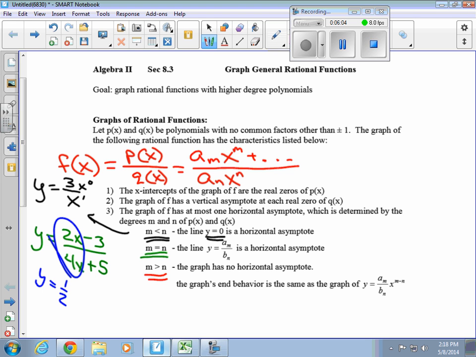Does that make sense? So three things we're always going to check. One, set the numerator equal to 0. That's going to give us our x-intercepts. Two, set the denominator equal to 0. Solve it. That gives us our vertical asymptotes.